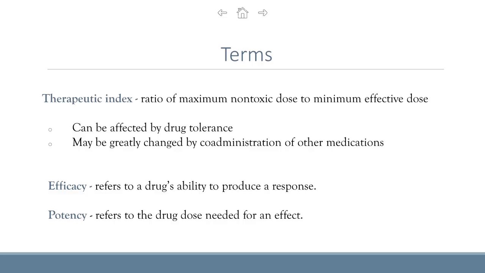A couple of different terms to be aware of. The therapeutic index is the ratio of maximum non-toxic dose to minimum effective dose. This can be affected by drug tolerance and may be greatly changed by co-administration of other medications. So we need to always be aware of the therapeutic range of some of these medications. Then efficacy refers to the drug's ability to produce a response. How well does it work? And then potency refers to the drug dose needed for a desired effect. So how potent is the drug? How strong is it?